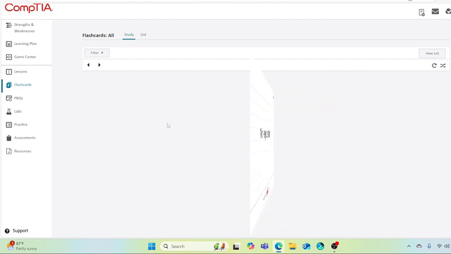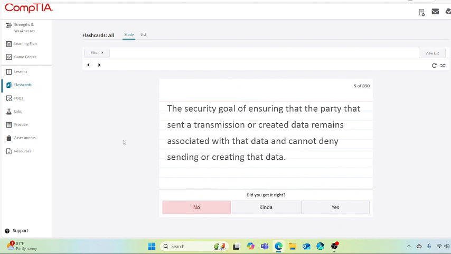Non-repudiation. The security goal of ensuring that the party that sent a transmission or created data remains associated with that data and cannot deny sending or creating that data.